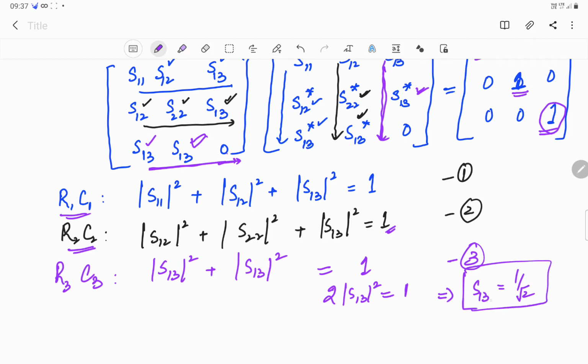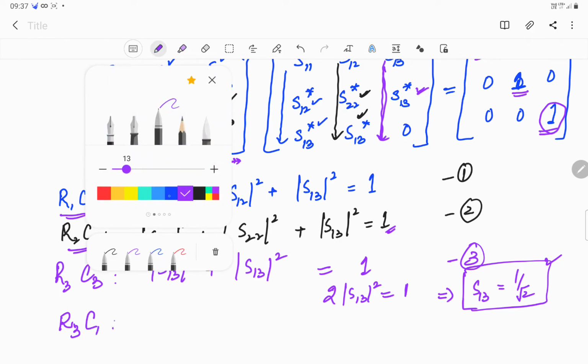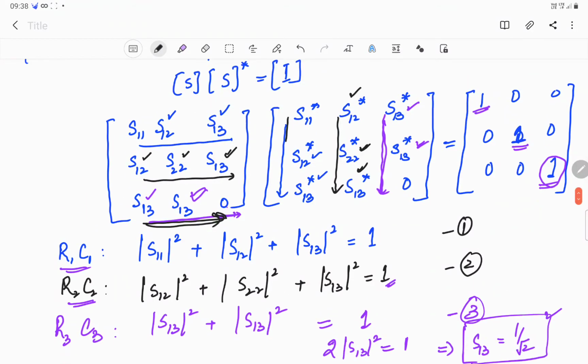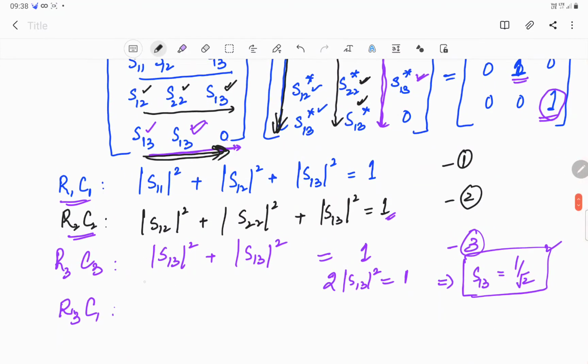So we are able to find S13. Out of the 4 unknowns, we have been able to find S13. So we are left with only 3 unknowns. In order to get the 4th equation, I multiply row 3 with column 1. This is our row 3 and this is our column 1. When I multiply row 3 with column 1, I'll get a non-diagonal element, and all non-diagonal elements are 0.